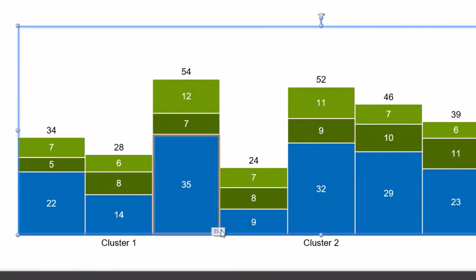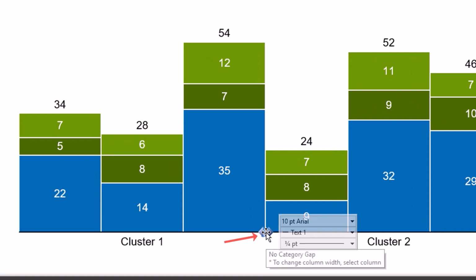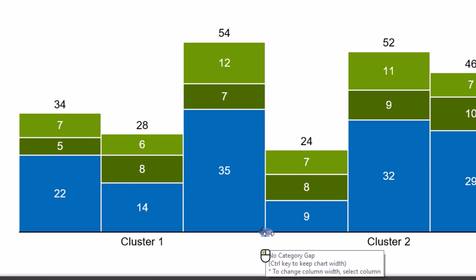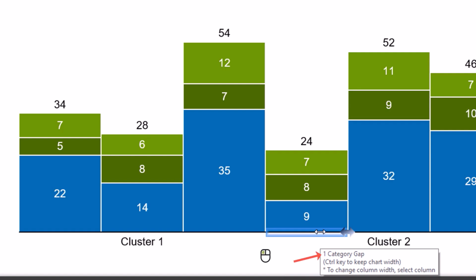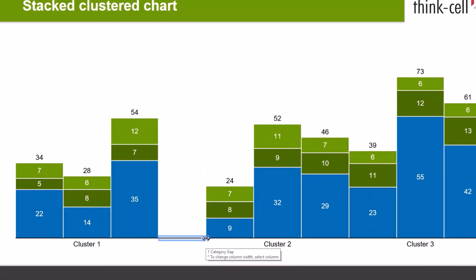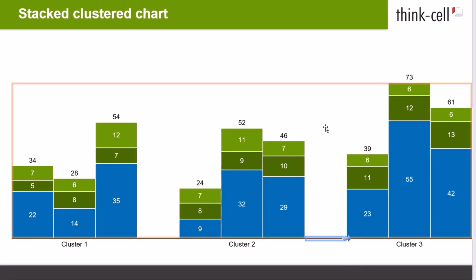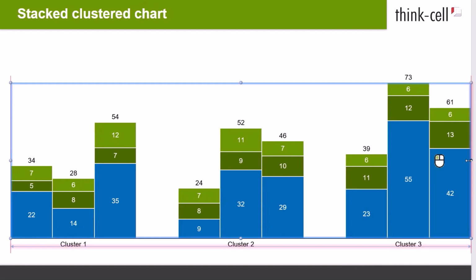Now move your mouse to the baseline at the point where your first cluster ends, and click on the orange rectangle that appears. Hold down the mouse button and drag the gray double arrow to the right. Release when you see the tooltip for one category gap. A gap between your first cluster and the second is inserted. Repeat this for other gaps between clusters. Adjust the size of the chart if needed.